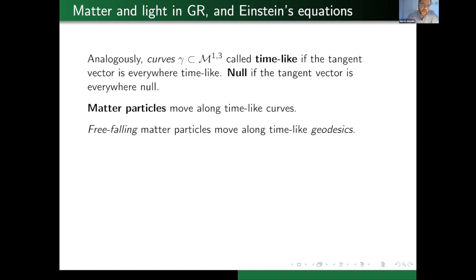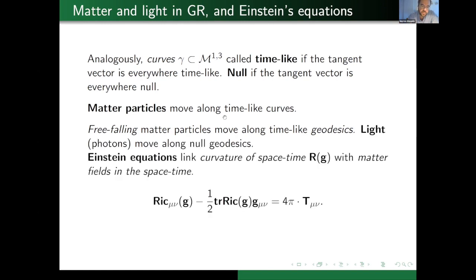So free-falling matter particles, on which no force like a boost or somebody pushing them is exerted, but which are just free-falling due to gravity, move along time-like geodesics. And light, or photons, move along null geodesics. These are some of the main postulates of the theory. Already this captures the statement that no matter can move faster than the speed of light. Nothing with mass can move faster than the speed of light. It's encoded in these two postulates.